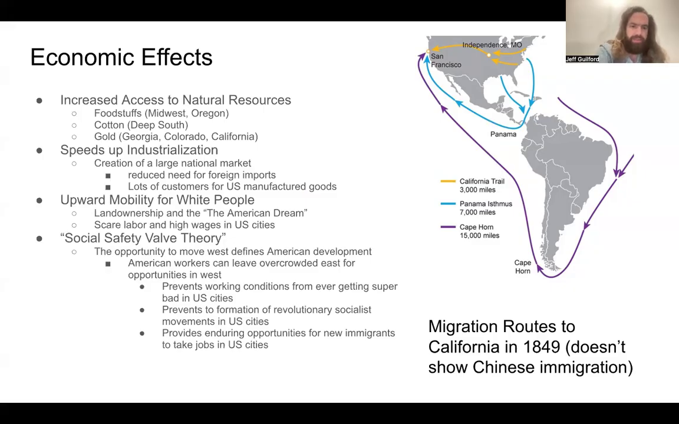This helps to speed up industrialization with the creation of a large national market. It means that the US no longer has to import as much stuff from other countries, that we can just produce it ourselves. And also, all these folks living out west need to buy US manufactured goods. So, all these folks are going to be helping to support the factories back in the industrial Northeast.